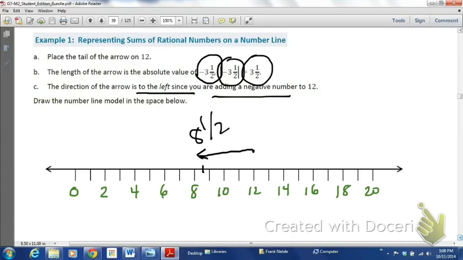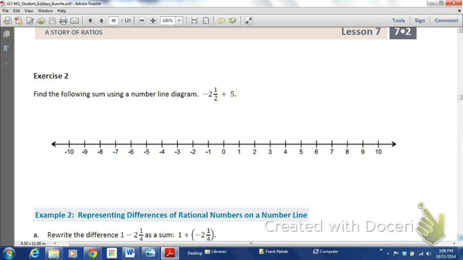Not exactly why they have that there, but that is there, and hopefully that helps. Maybe, maybe not. Okay, so exercise 2 asks you to find the following sum using a number line diagram.